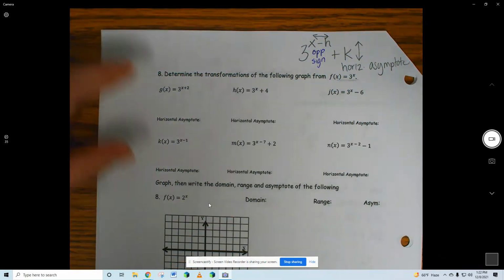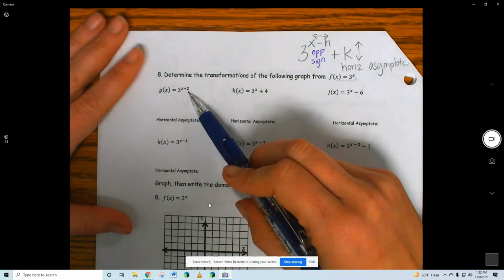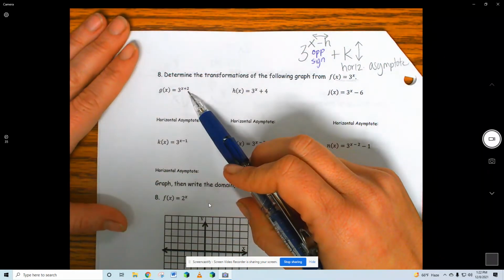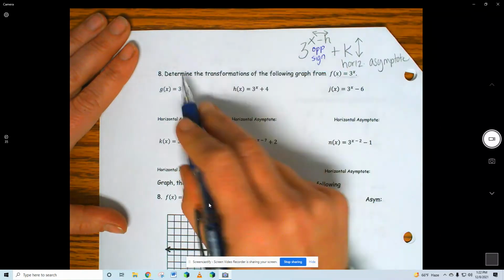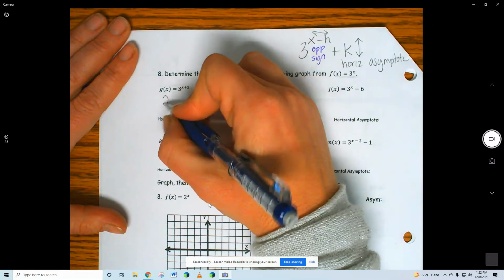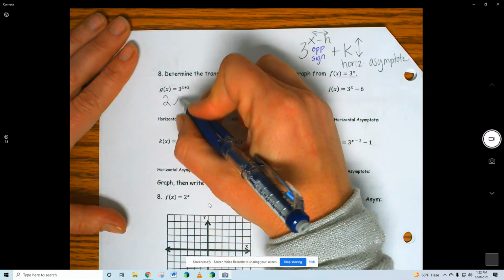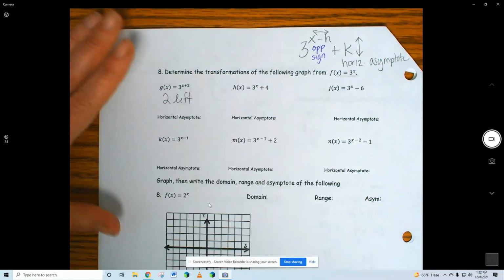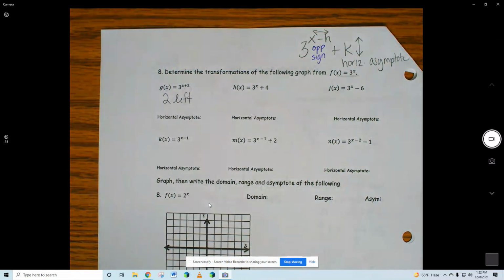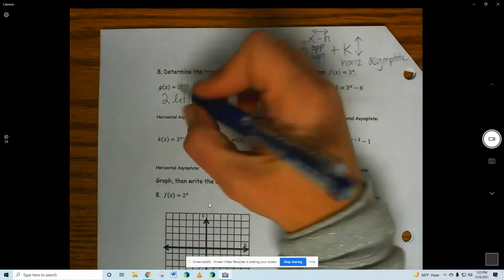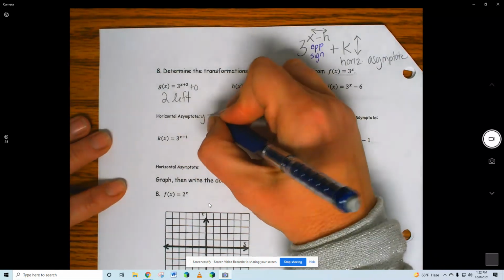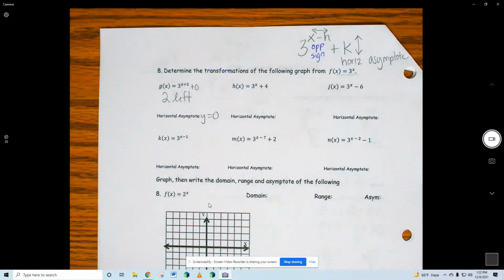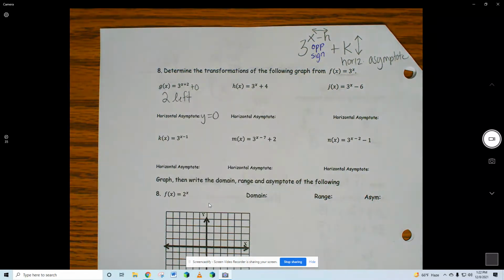Thank you. 2 to the what? Because it's the opposite sign. So 2 to the what direction? Determine the transformation. 2 to the left. Good job. There is no k. It would be like a plus 0. My horizontal asymptote is going to be y equals 0. It's going to be a horizontal line on the graph.